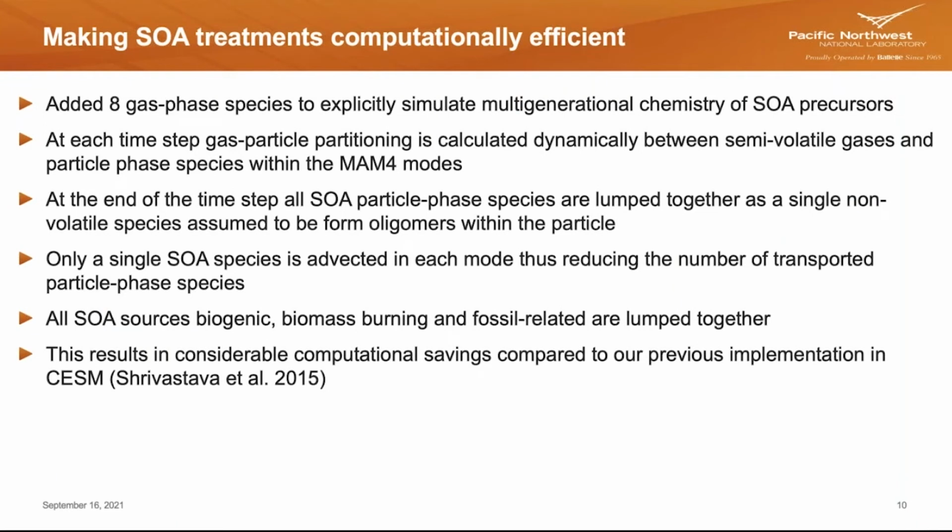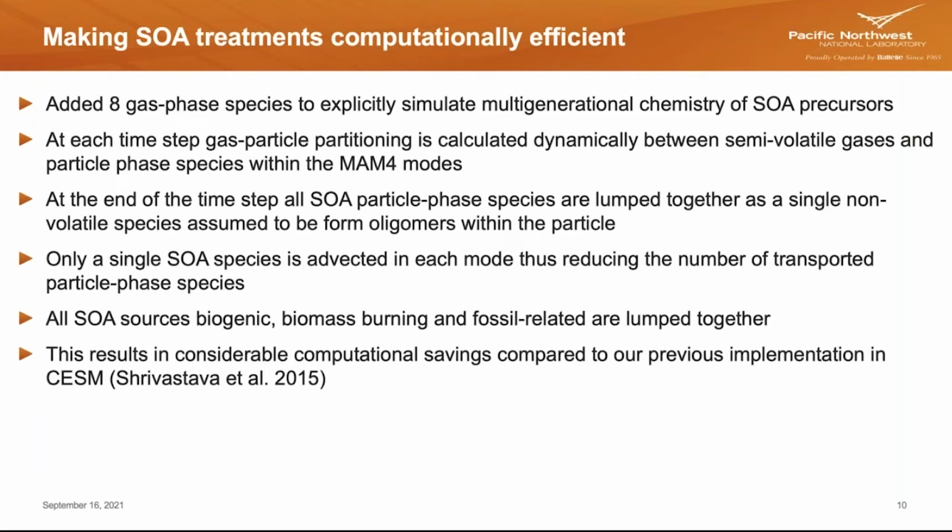The other challenge we had was, okay, we managed to lump it into some volatility bins, but still each volatility bin will have to be represented by several particle phase species. For example, if we have MAM4, we'll have 4 modes to represent each species, and that still increases the number of tracers we need to advect in the model. So we were also dealing with this challenge of how to keep it computationally efficient, but still represent this complexity of SOA formation.